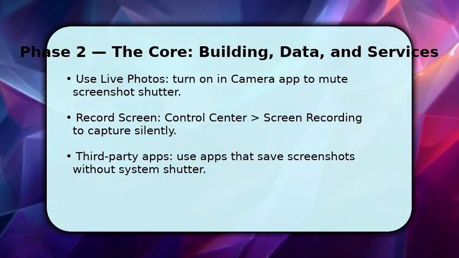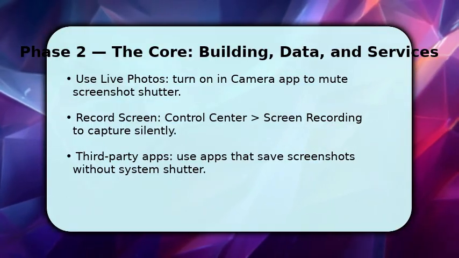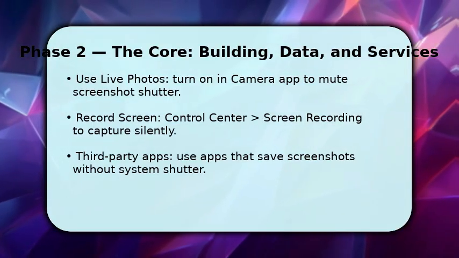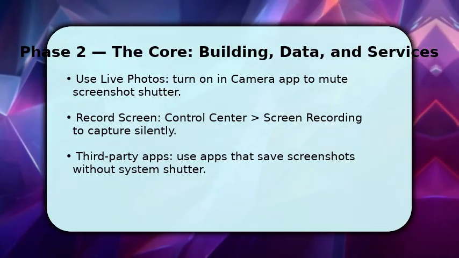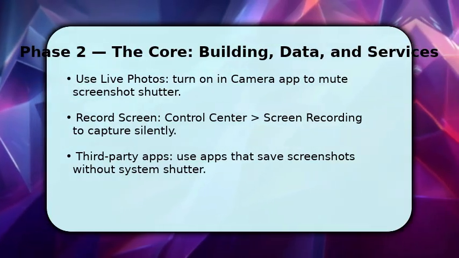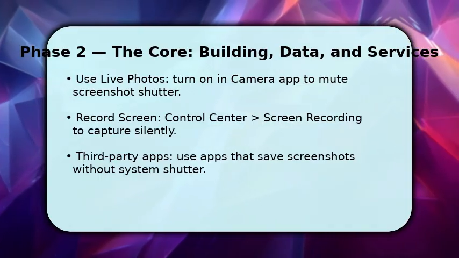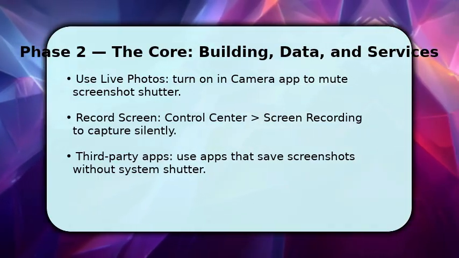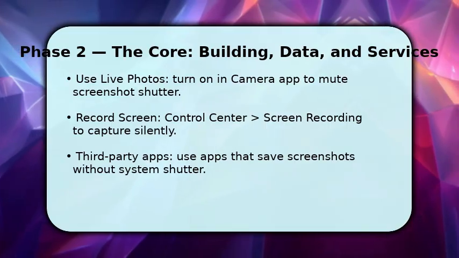Turn on live photos before taking a shot. Screenshots taken while live photos is active often bypass the shutter sound. Alternatively, use the screen recording feature from Control Center. Start recording, take the on-screen capture silently, then trim the video if needed.